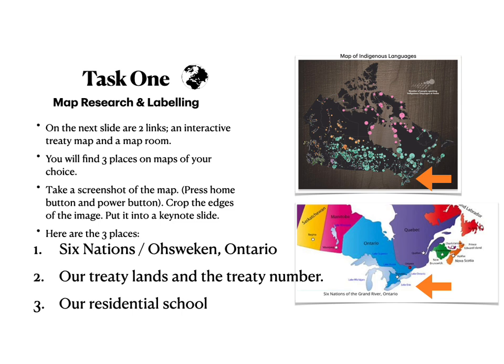So here are the 3 places that you're going to be finding on a map. 1, Six Nations or Ohsweken, Ontario. 2, our treaty lands and the treaty number and our residential school.